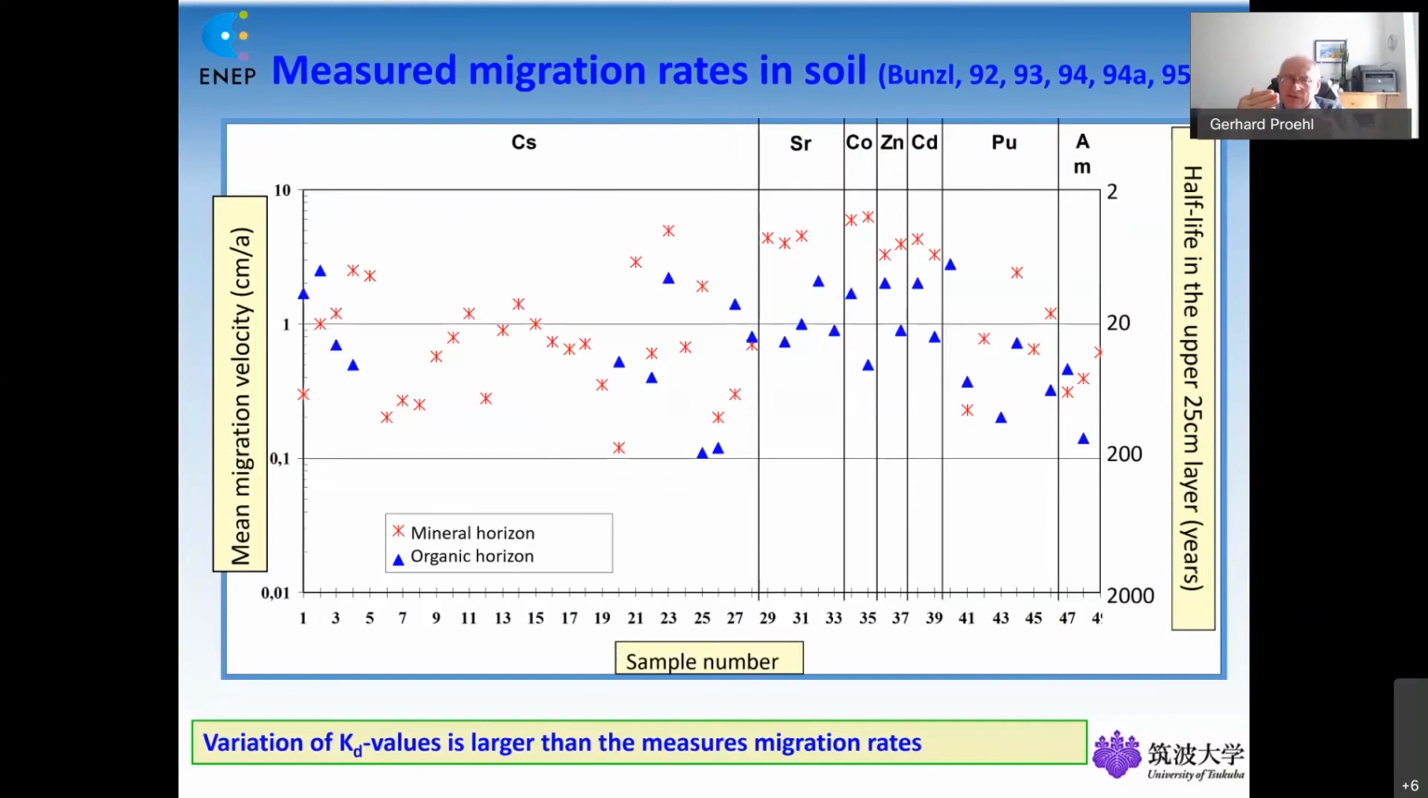And this is because the KD value is only the ratio between sorbed and desorbed radionuclide in soil, whereas in reality, the migration on the long term of radionuclides attached to fine particles is also a relevant process. And surprisingly, also for radionuclides which have very high KD values, such as plutonium, the half-life in the upper 25 centimeters is relatively low.